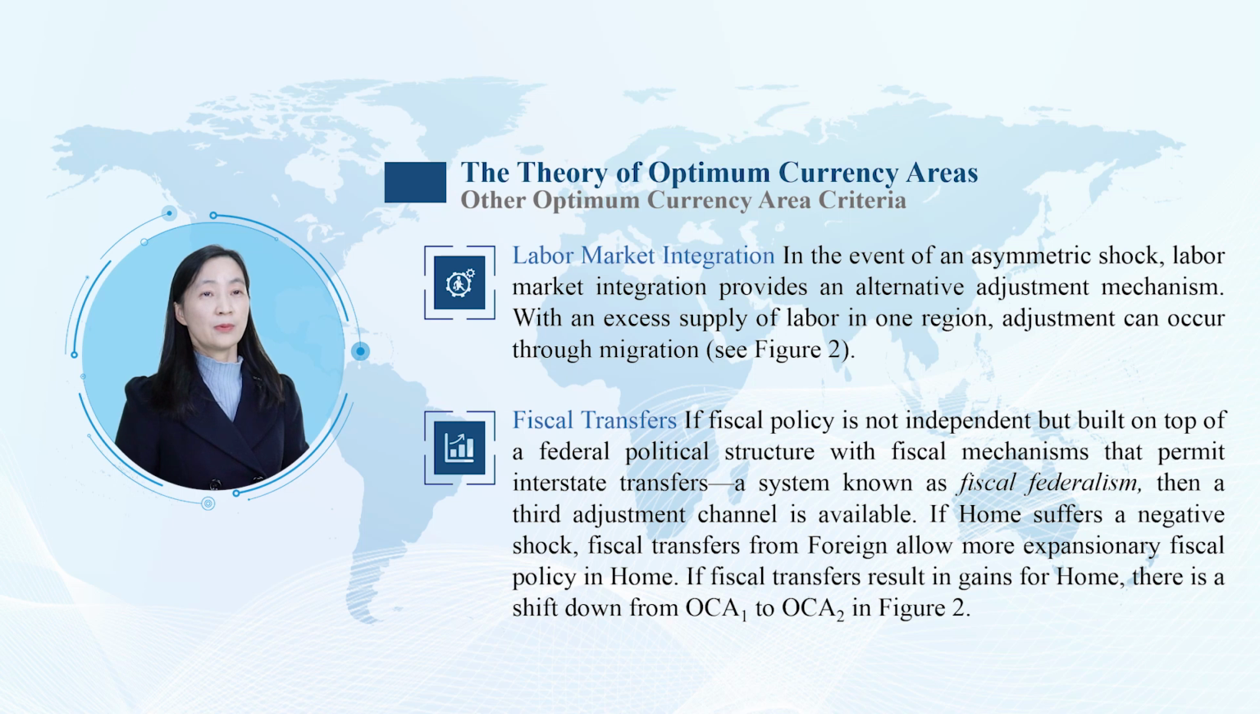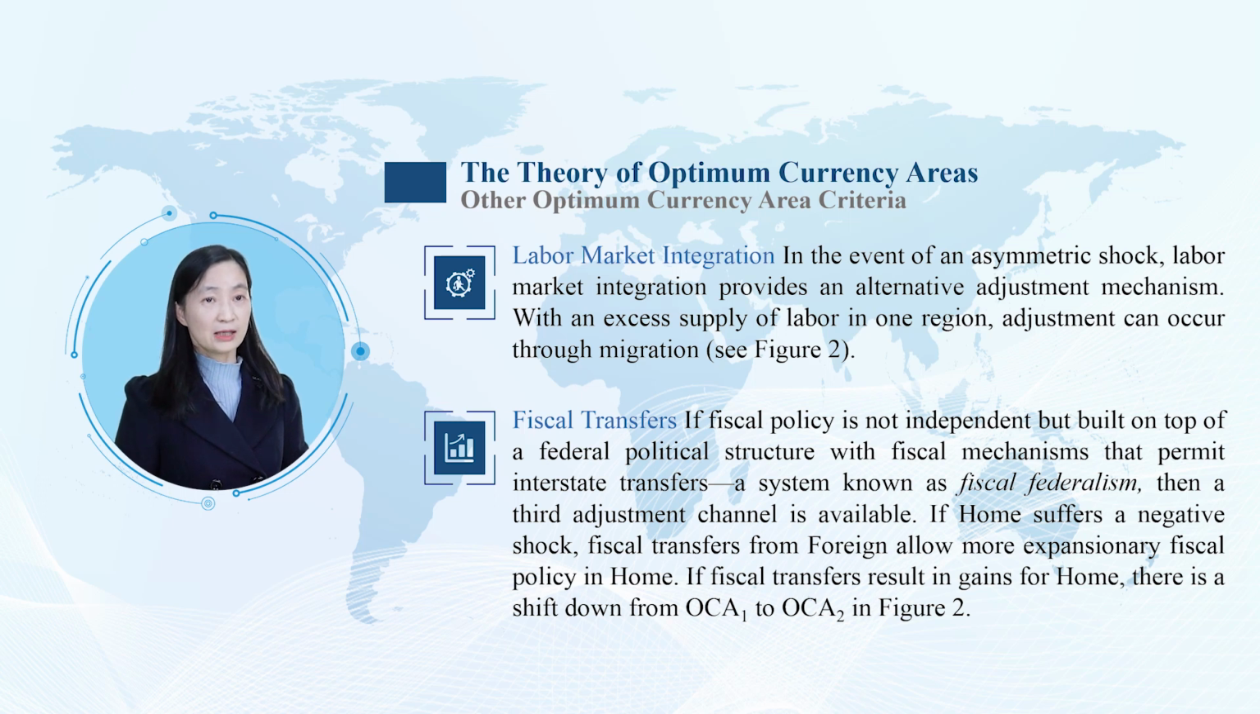Because labor mobility provides an alternative mechanism through which home can adjust to the shock, all else equal, the possibility of gains of this sort would lower the OCA threshold, as reflected in the shift down of the OCA line from OCA 1 to OCA 2 in Figure 2.